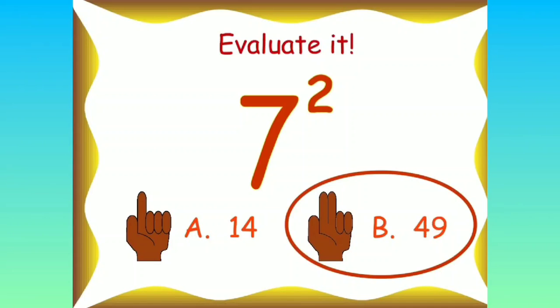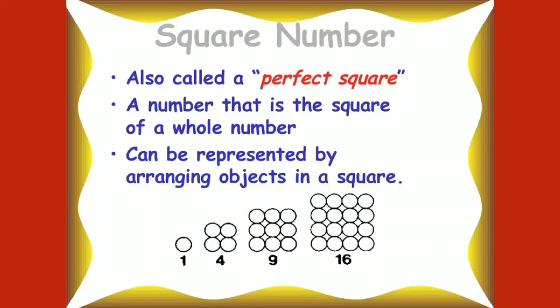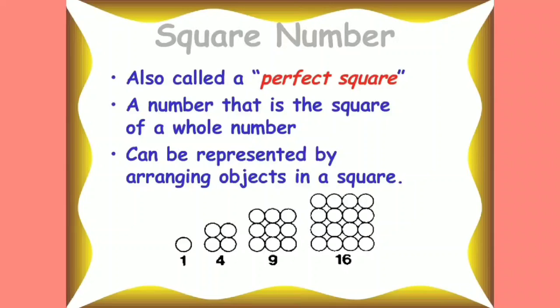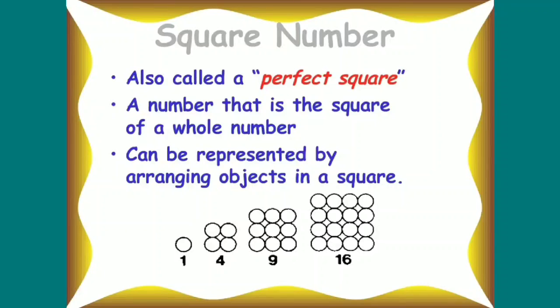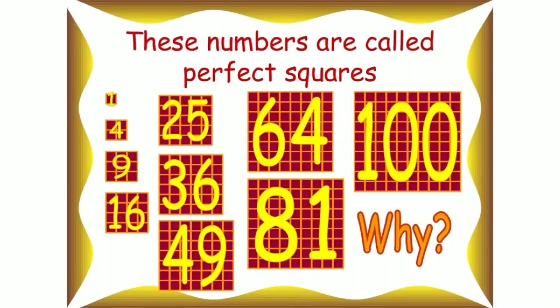Now the square numbers, which are also called perfect squares, means a number that is the square of a whole number, and they can be represented in the shape of a square, like 4 circles arranged in the shape of a square, 9 circles arranged in the shape of a square, and in the same way 16 circles can also be arranged in the shape of a square. Now these are called perfect numbers. Why? Because 81 can be written as 9 into 9, 100 can be written as 10 into 10, 64 can be written as 8 into 8 and 25 as 5 into 5.